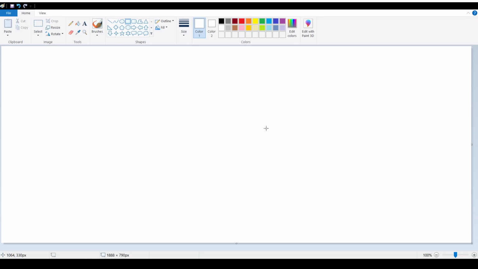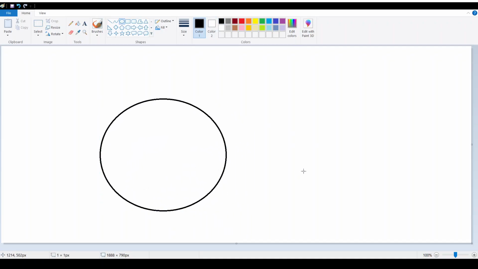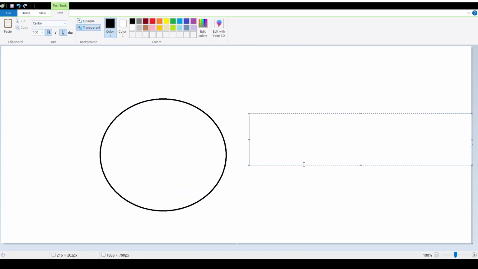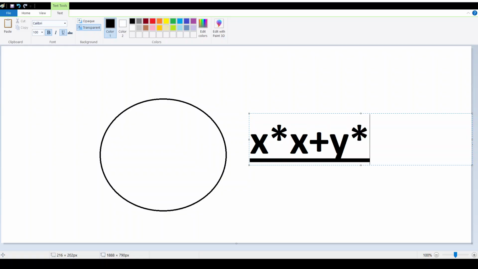Now, what about if we did circular? Now, the definition of this would be something like x times x plus y times y equals some constant.